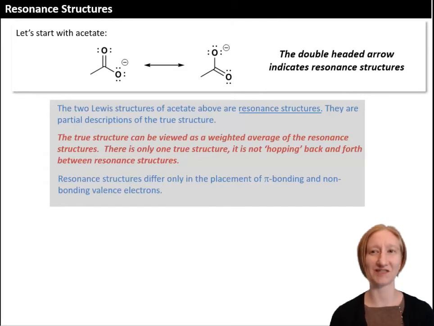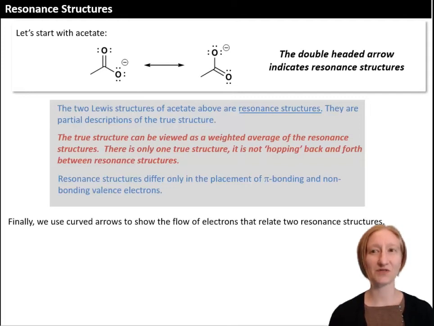Another super important thing to note is that resonance structures differ only in the placement of pi bonding and non-bonding valence electrons. We will never break or form a sigma bond when we draw a resonance structure. Finally, we use curved arrows to show the flow of electrons that relate to resonance structures.